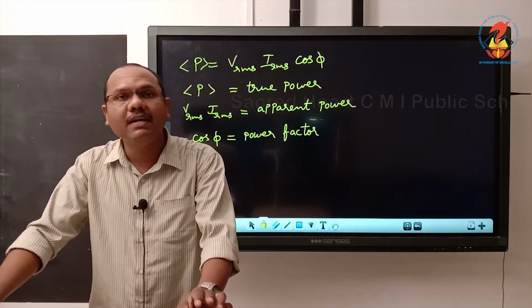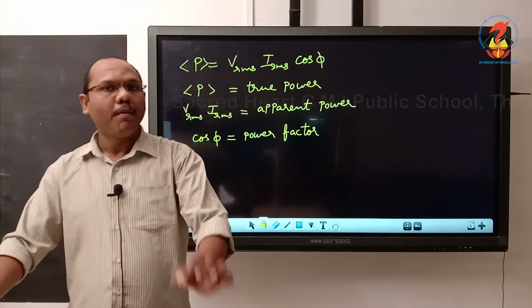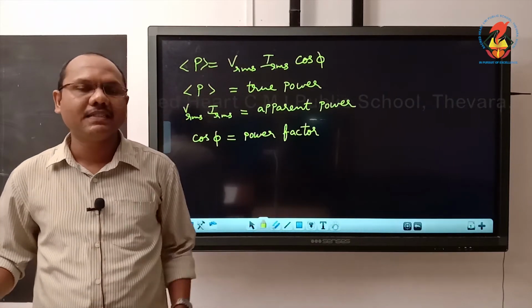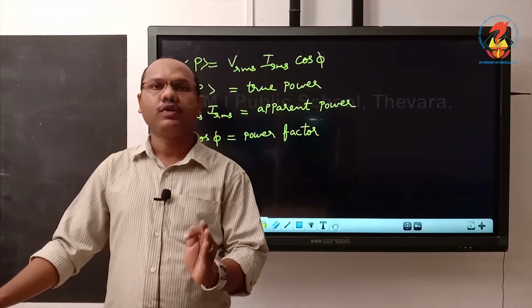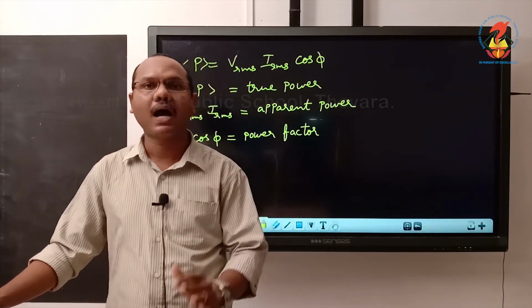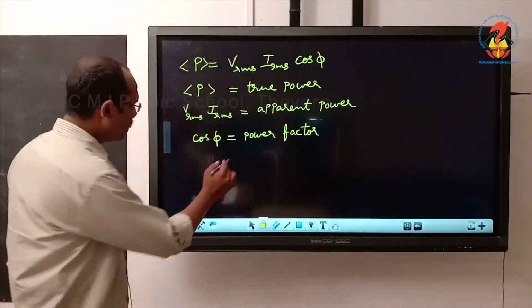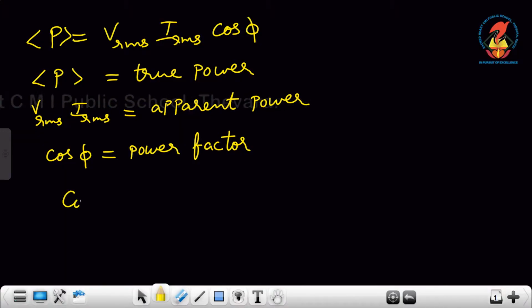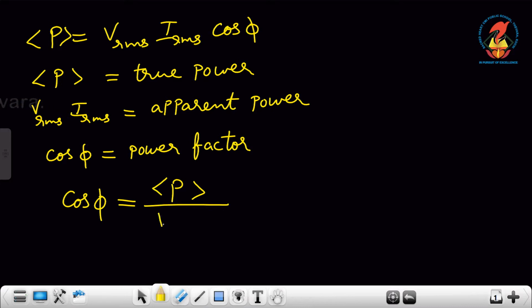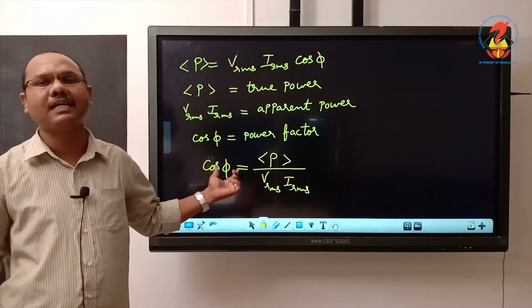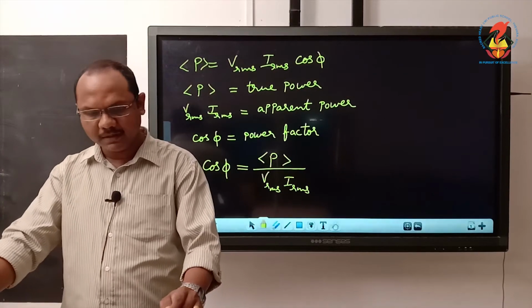So how can I define power factor? Power factor is defined as the ratio of true power to the apparent power. So I will write like this: power factor cos phi is equal to true power, that is P, to the apparent power, Vrms Irms. So this is the expression for the power factor.